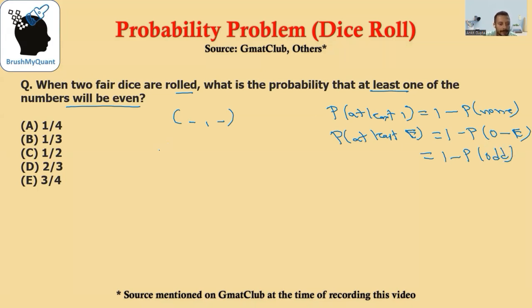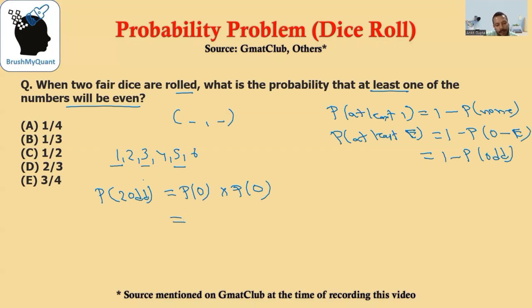Now, when we are rolling a fair dice, we have 6 cases. So you can get numbers 1, 2, 3, 4, 5, 6. Now, 3 of these cases are the cases where you have odd numbers. Since you are rolling two dice, the probability of getting both of them as odd is equal to the probability of getting odd in the first one multiplied by the probability of getting odd in the second one.